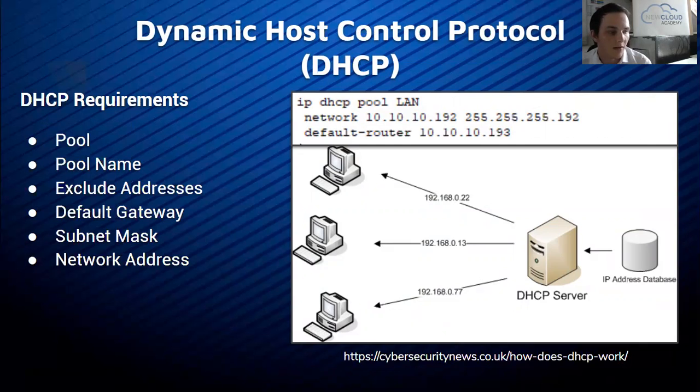DHCP requires us to set up a pool and pool name. We also have to exclude certain addresses. The IP DHCP excluded address command may be used to reserve addresses that are statically assigned to key hosts. We need to assign a subnet mask and default gateway for DHCP as well. Lastly, we need our network address. In our network, we only configure DHCP on VLAN 30.